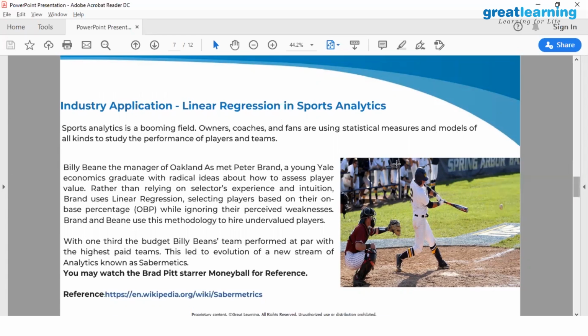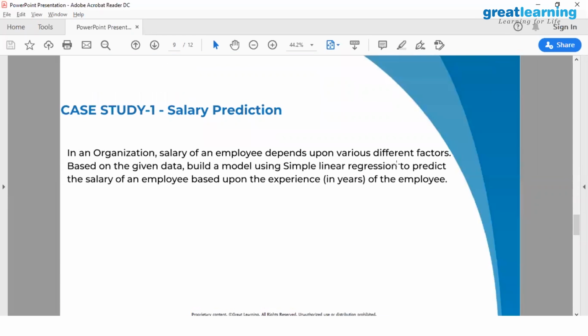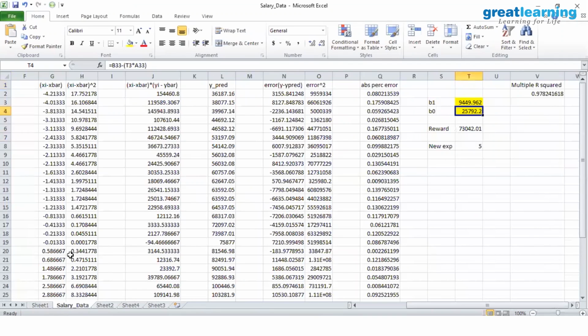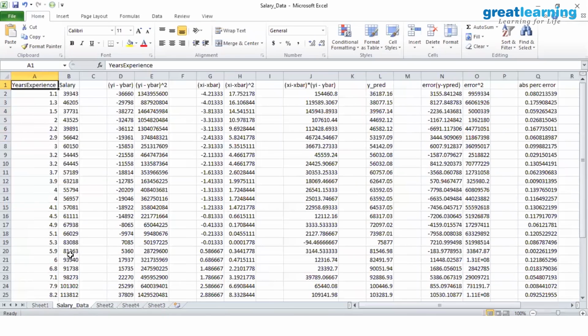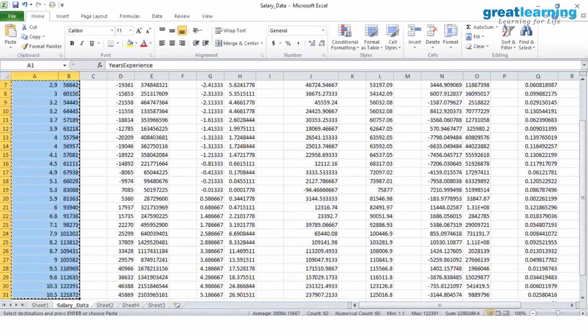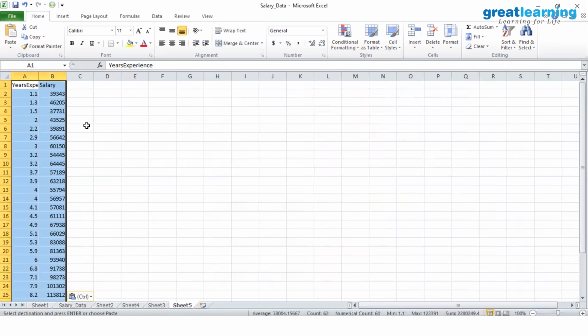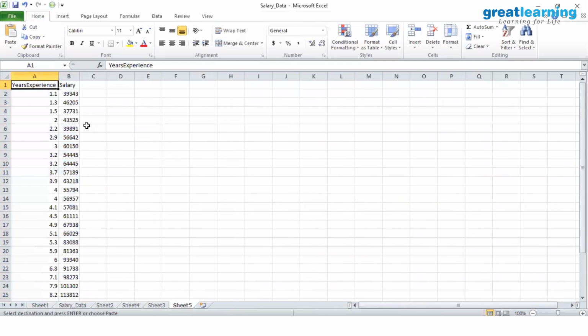Let me go to the case study I wanted to discuss now: salary prediction. In an organization, the salary of an employee depends upon various factors. Based on the given data, build a model using simple linear regression to predict the salary of an employee based upon the experience of the employee. I have solved it already, but we'll solve it new. We have years of experience and salary; I'll put it in a new Excel sheet.